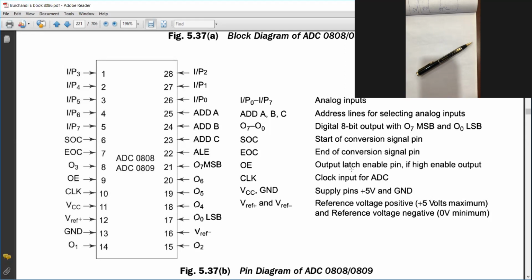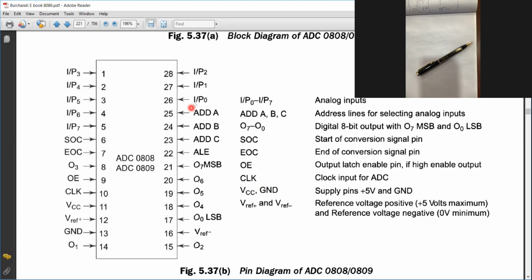Next, I'm going into the function of each pin. ADC is very important. I think it will be understood by everyone. Without ADC it is not possible at all. Because without ADC, how will the microprocessor be connected, right? Analog to digital converter is required. That's why I have given a lot of time for this.